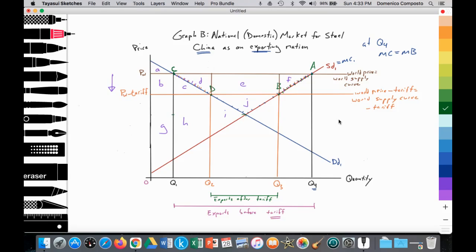So just to quickly recap, all right, number one, for the foreign consumers in the foreign nation, this being the US, they're going to be worse off because the price of steel is going to go up in their own country. So when we looked at the United States imposing a tariff, we saw that the price went up from PW to PW plus tariff, right? And that would lead to less consumption by them.